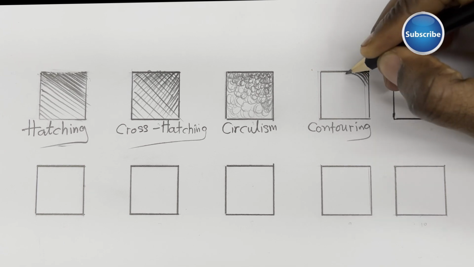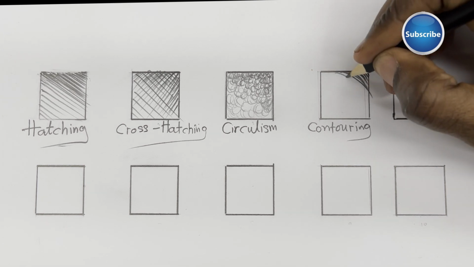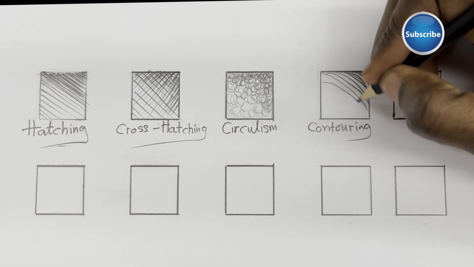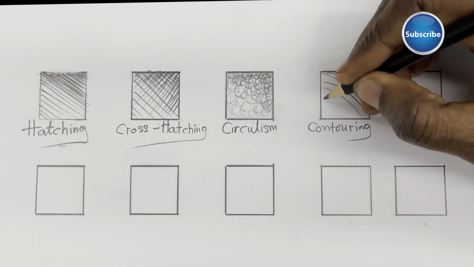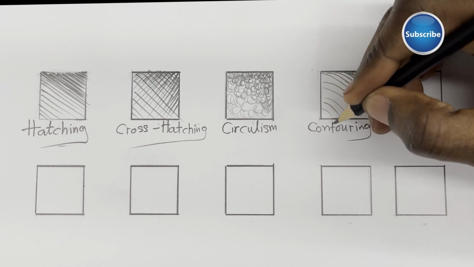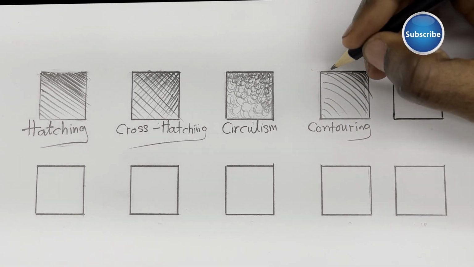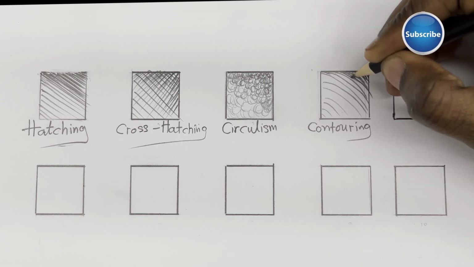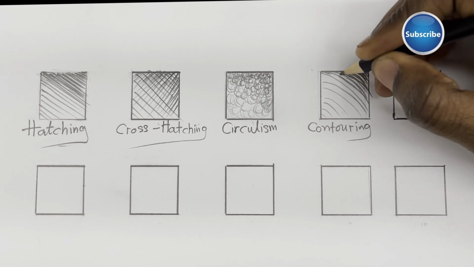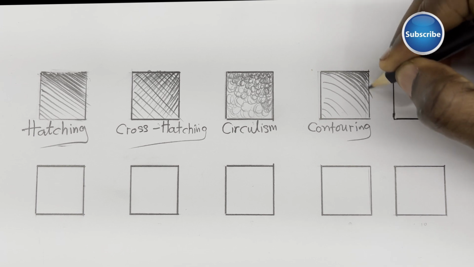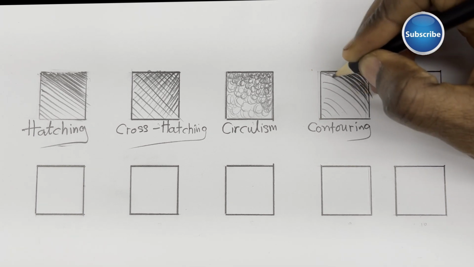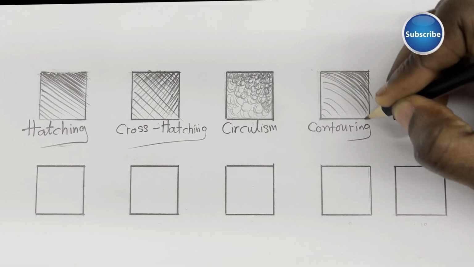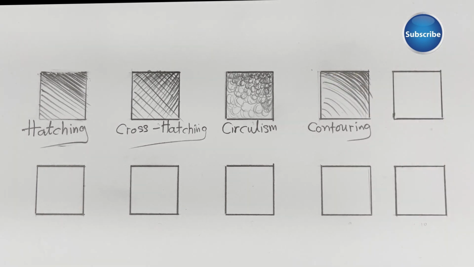So the closer the lines, it shows where our dark is, and the more the lines are open, it shows where our light is. So you can see I have more contour lines here. It means there's more dark in this area, and as it goes, it opens up, so the light is at the top.